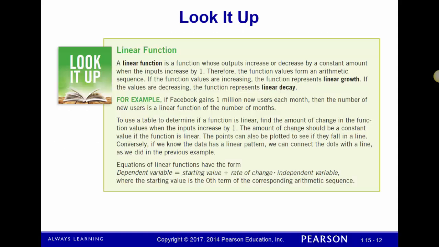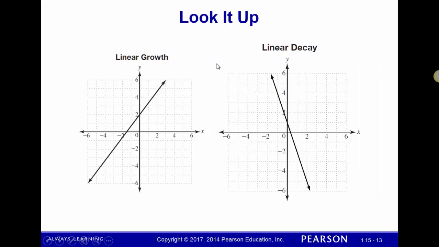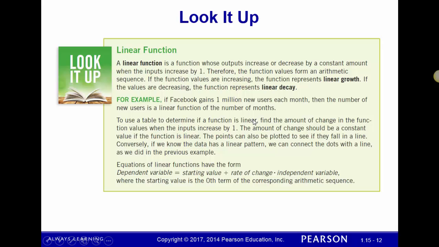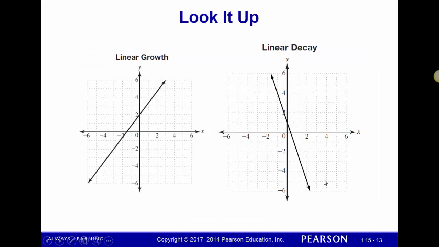Just to summarize, what we just talked about is called a linear function. A linear function is a function whose outputs increase or decrease by the same constant amount each time period. If it's increasing, we call it linear growth. If there's a decrease, we call it linear decay. The basic form of a linear relationship is that the dependent variable is equal to some starting value plus the rate of change times whatever the independent variable is. And here's what they look like when we graph them. Here's linear growth, and here's linear decay.